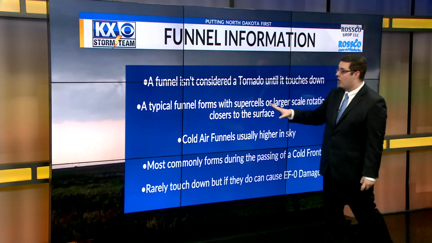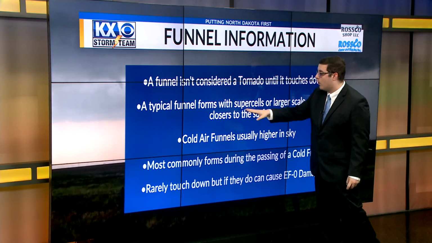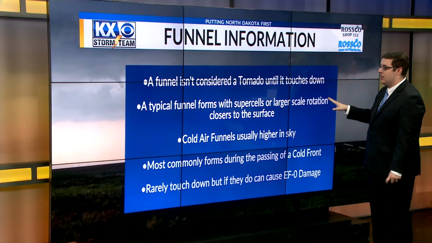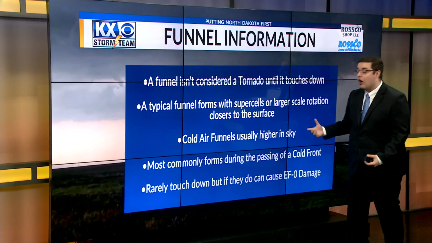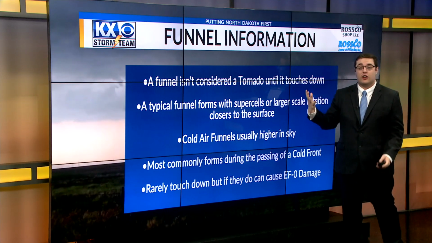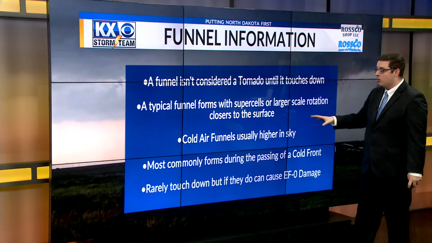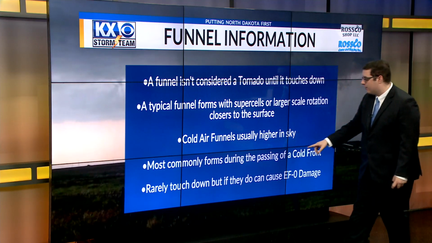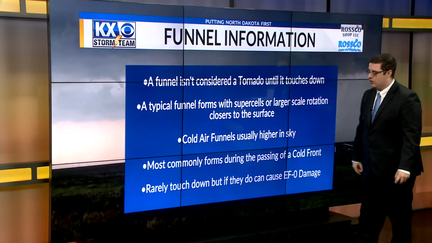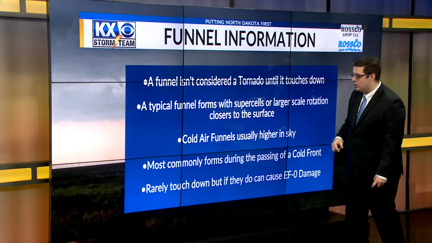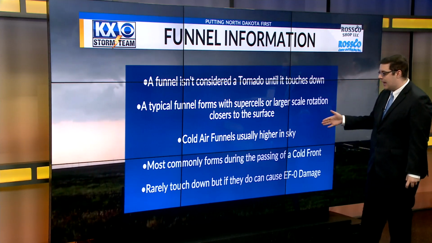The typical funnels that we see with our normal tornadoes usually form with supercells or large scale rotations closer to the surface. And our cold air funnels usually are higher in the sky. That's what we saw, a lot of our funnels very high up there. They most commonly form during the passing of a cold front. But all you need is that cold air aloft to get a chance for those cold air funnels. And again, they rarely do touch down, but when they do, they can cause that EF0 damage.